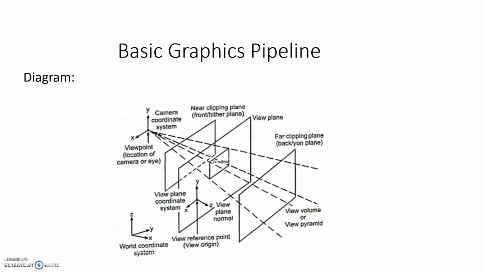In computer graphics, the graphics pipeline refers to a series of interconnected stages through which data and commands related to a scene go during the rendering process. It takes us from the mathematical description of an object to its representation on the device.